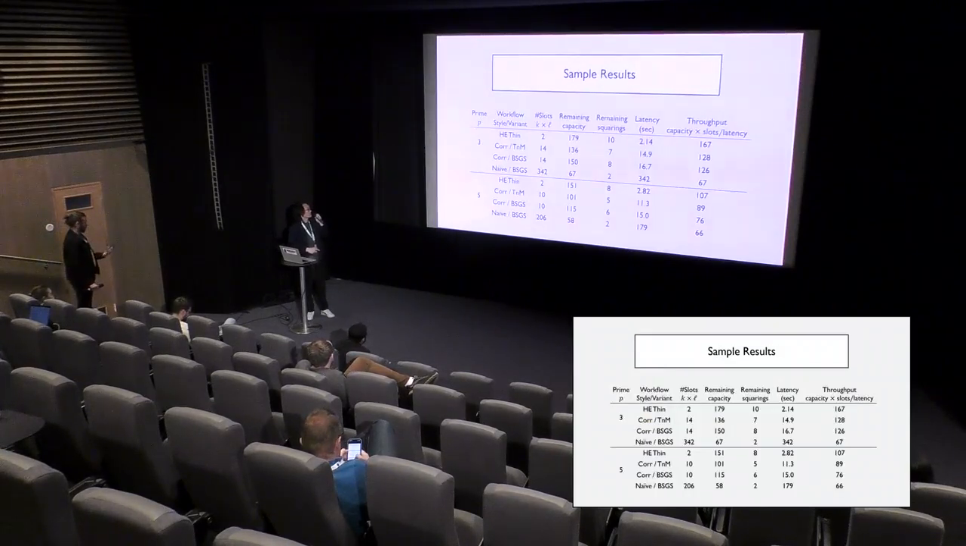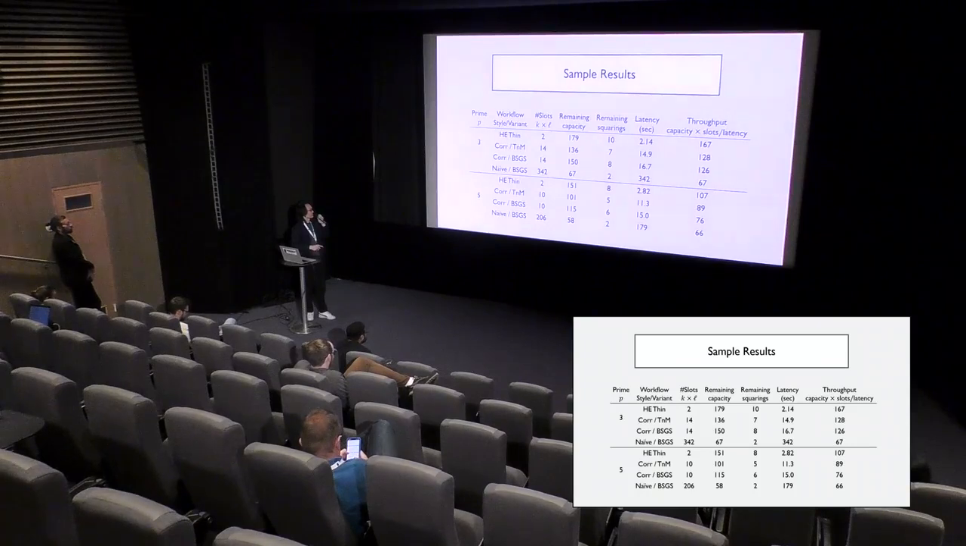So here are just some sample results. You can see that when we use the naive way, indeed we can get a lot of slots, 342 for p equals 3, 206 for p equals 5. But the remaining capacity after bootstrapping is very, very low. And this translates to maybe only being able to do 2 rounds of ciphertext squarings before your noise overwhelms your ciphertext again. And the latencies are very high, they're in the hundreds.